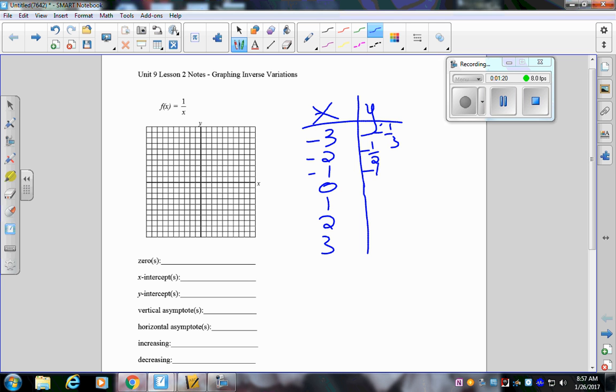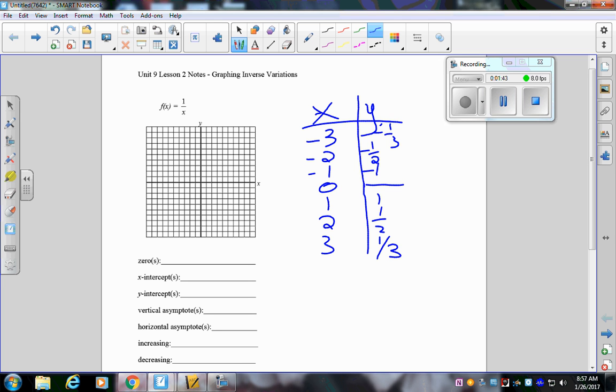Now what happens if I do 1 divided by 0? Wait a minute, I can't do that. You can't divide by 0. If you try in your calculator, it will tell you error. If you ask Siri, she'll make up some really crazy story. So we're going to put a dash there for right now. All right, and we'll come back and talk about what that looks like on the graph. So I have 1 divided by 1 is 1, 1/2, and 1/3.